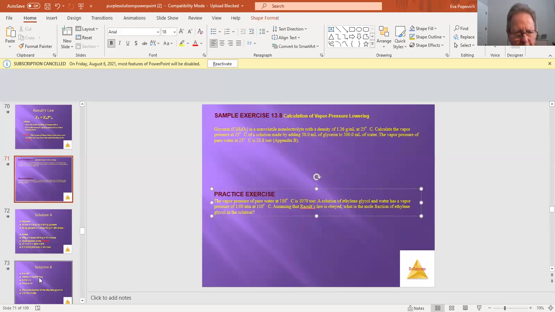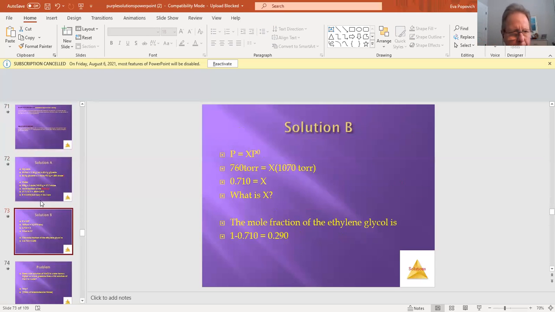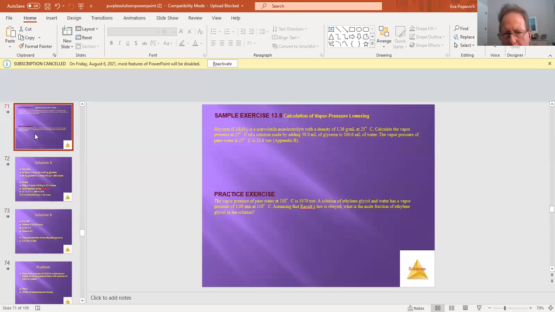Second problem. Vapor pressure of pure water at 110 C is 1070 torr. A solution of ethylene glycol and water has a vapor pressure of 1 atmosphere at 110. Assuming that Raoult's law is obeyed, what is the mole fraction of the ethylene glycol in the solution?